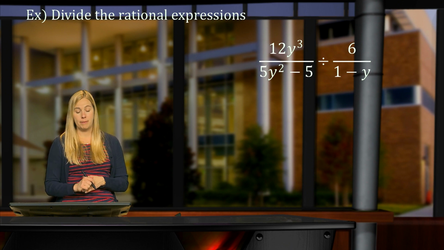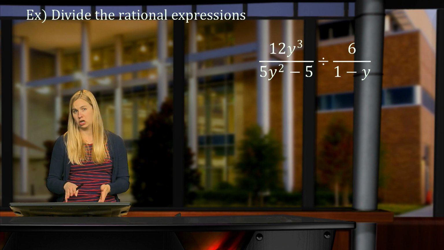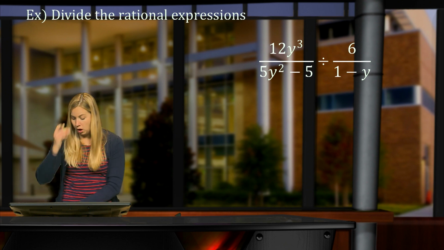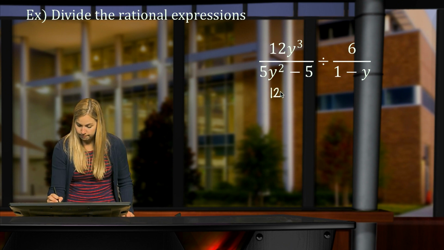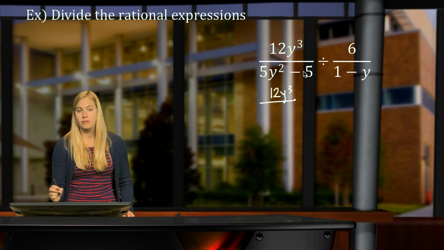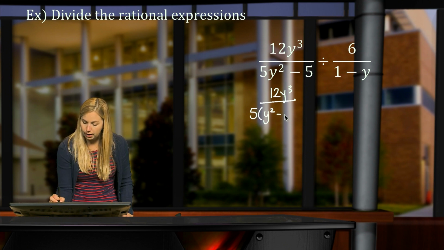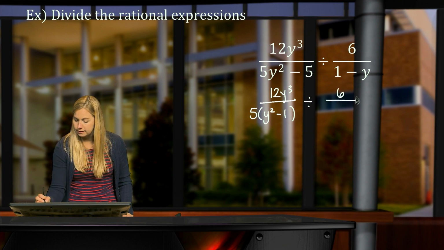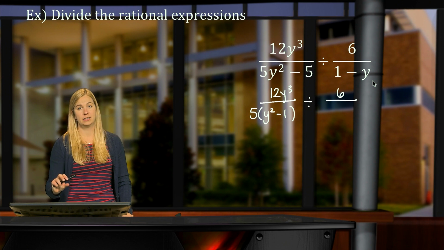12y cubed divided by 5y squared minus 5, divided by 6 over 1 minus y. Start the same way. As with multiplying, we want to factor everything. 12y cubed is not going to factor. 5y squared minus 5, we can factor out the 5. Y squared minus 1, divided by 6 over 1 minus y. That's that expression we saw in the last video.